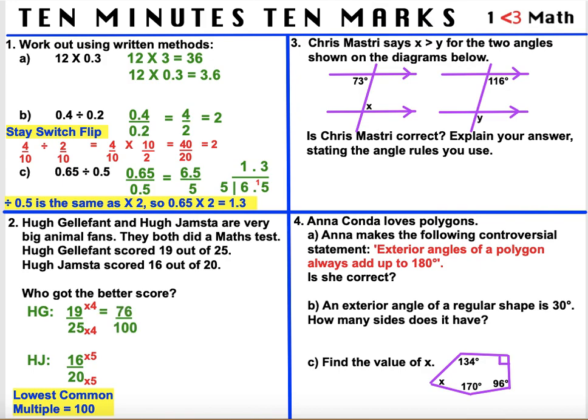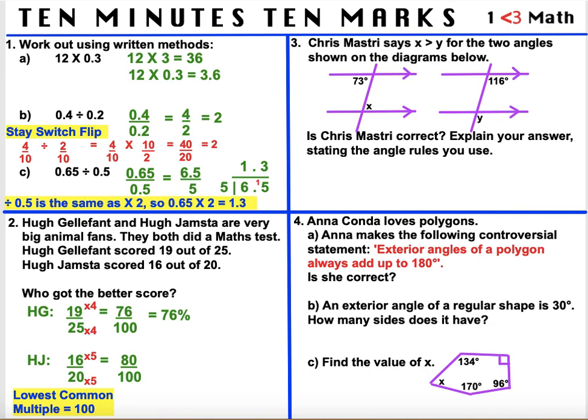So 19 times 4 is 76, so it's 76 out of 100. That's what Huge Elephant got, effectively, with an equivalent fraction. And Hugh Jamster, well, 16 times 5 is 80, so that 16 out of 20 is equivalent to 80 out of 100. I'm actually going to change these to percentages now.